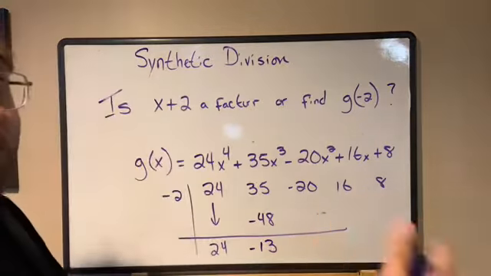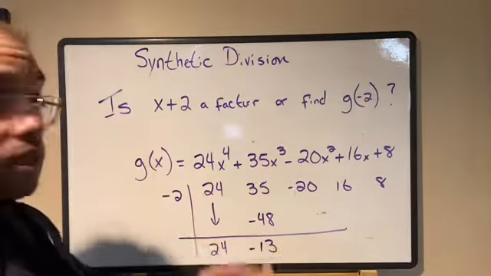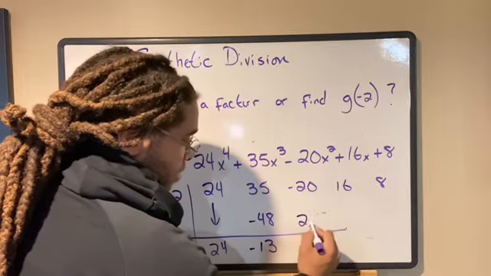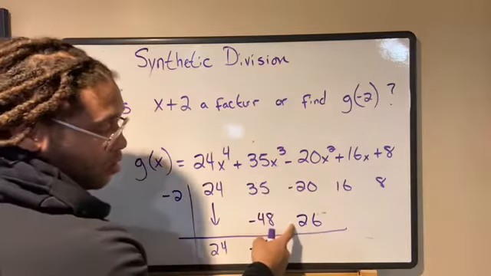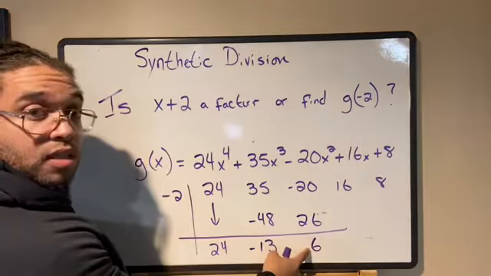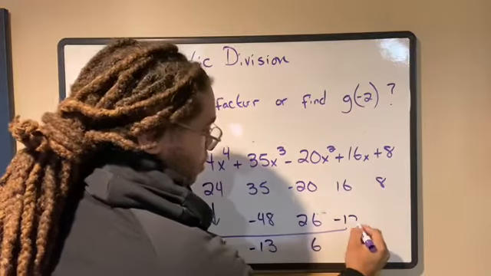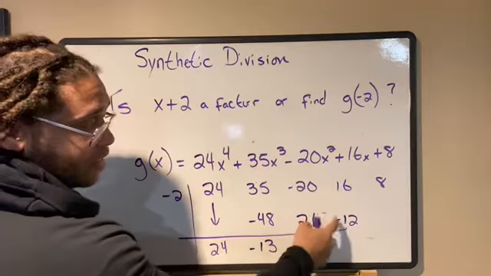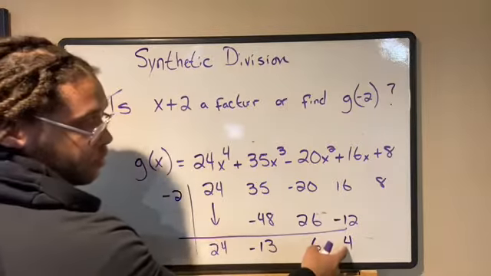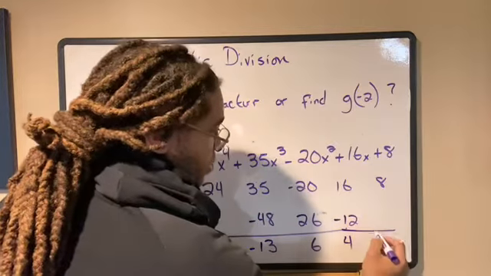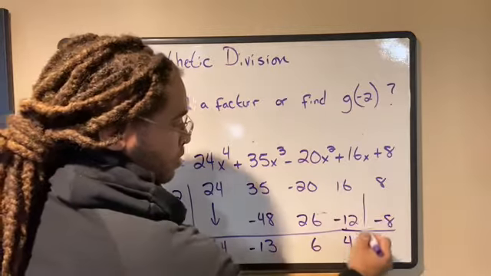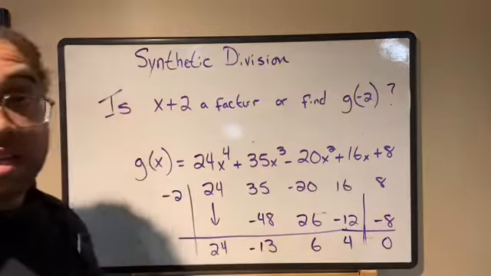And then you continue doing that process till you get to the end, because the end is what you're looking for, right? So then I got -2 times -13, that is a positive 26. -20 plus 26 is positive 6, right? -2 times 6 is -12. 16 minus 12 is 4, right? -2 times 4 is -8. And then what I have here is 0, right? Now 0 is what they're looking for.